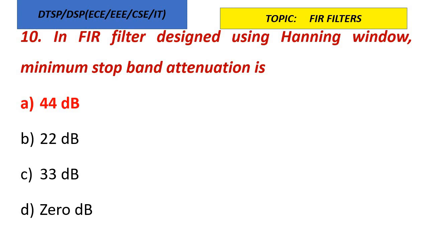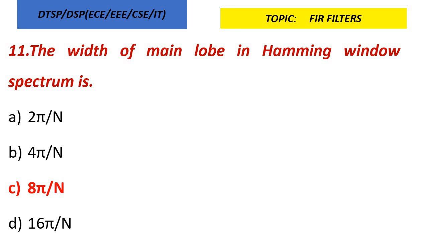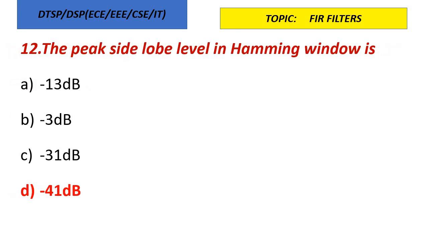Next, 11th question, the width of the main lobe in Hamming window spectrum. For Hamming window it is twice that of the rectangular window. 4 pi by N is the value for rectangular window and twice of that is 8 pi by N. The peak side lobe level in Hamming window is what? The peak side lobe level in Hamming window is minus 41 dB.